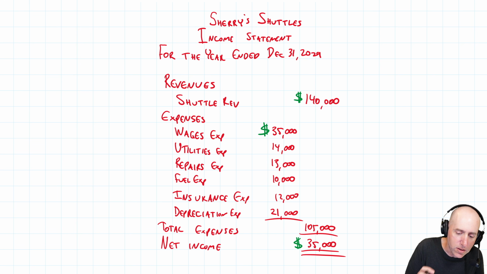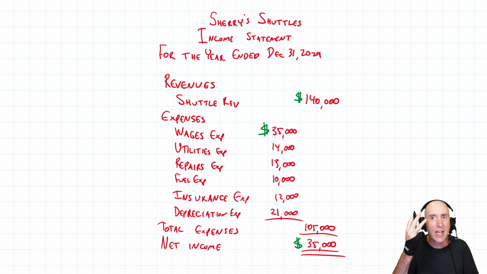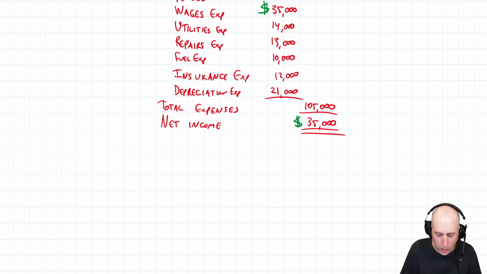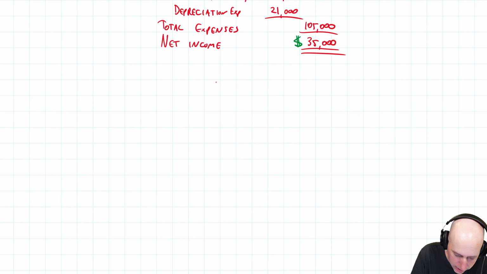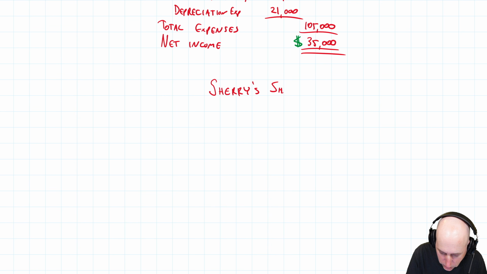That's our second financial statement. And it starts just like the income statement with a 3-line title. You're going to get used to these 3-line titles. So let's do it. Name of the company: Sherry's Shuttles.